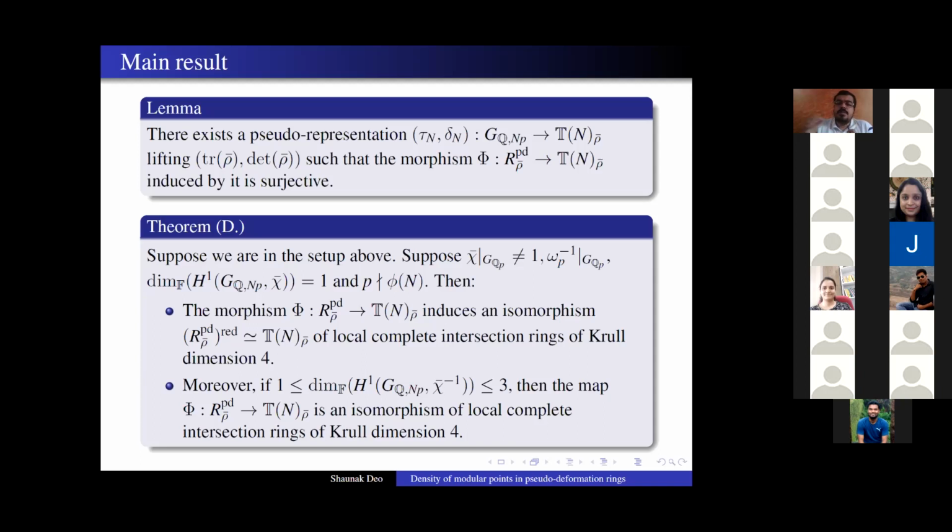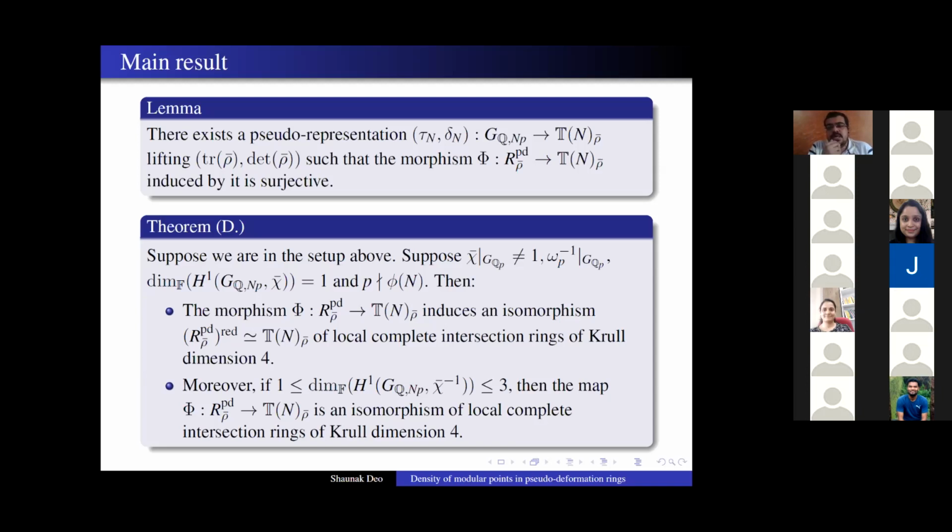Chi bar restricted to G_QP not being 1 or omega p inverse is not a big deal. It's not a very strong hypothesis. It's rather standard. But in a sense, the strongest hypothesis here is that the dimension of the H1 be 1. That is really a strong hypothesis, and at the moment, I don't know how to remove it. And that does put a lot of restrictions. Again, it's good to have some big R equals T theorems under some hypothesis, but this hypothesis is kind of strong. It would be better if you could get a hypothesis which is not as strong as this, because as you increase the level and if you fix chi bar, the dimension of H1 is bound to increase at some point. So that's why it is putting a lot of restrictions. Otherwise that hypothesis is also fine.